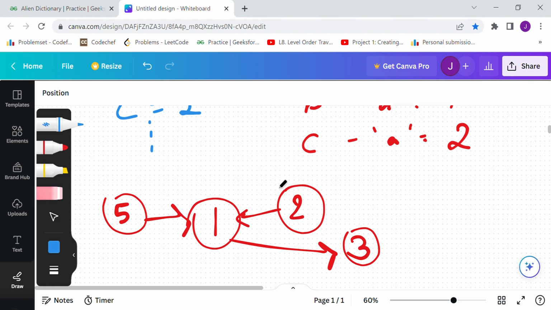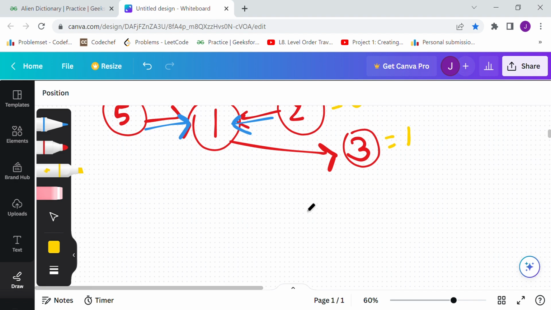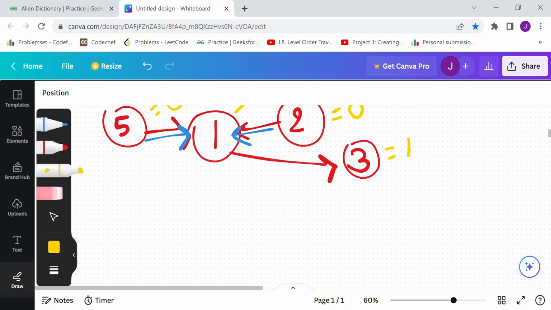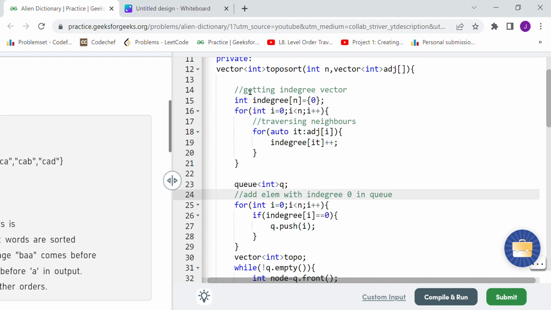The number of edges coming to 1. Yes, it is this one and this one. So what is the in degree of 1? In degree of 1 will be 2. Similarly, what is the in degree of 2? How many edges are coming to 2? No edges. So in degree of 2 will be 0. How many edges are coming to 3? 1. How many edges are coming to 5? 0. So these are the in degrees of all the nodes. And in my vector, I will be storing all the in degrees of these nodes. So I will be initializing the in degree vector as 0. This is basically an array.